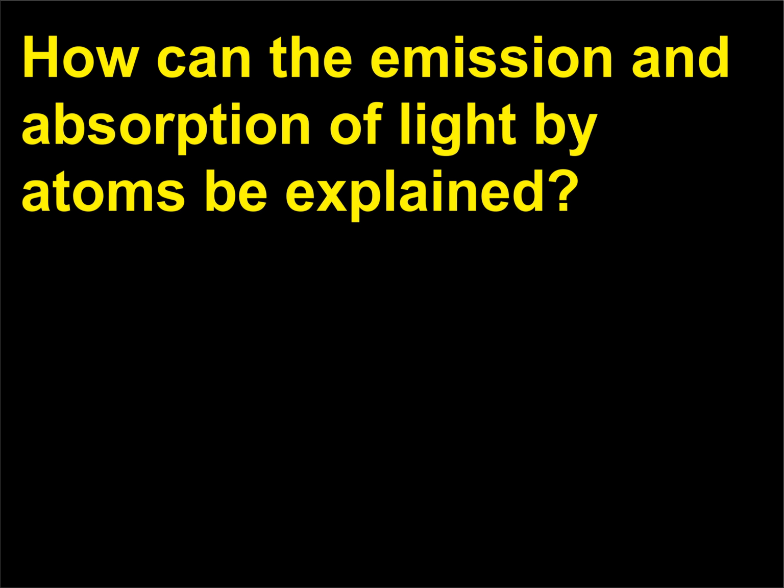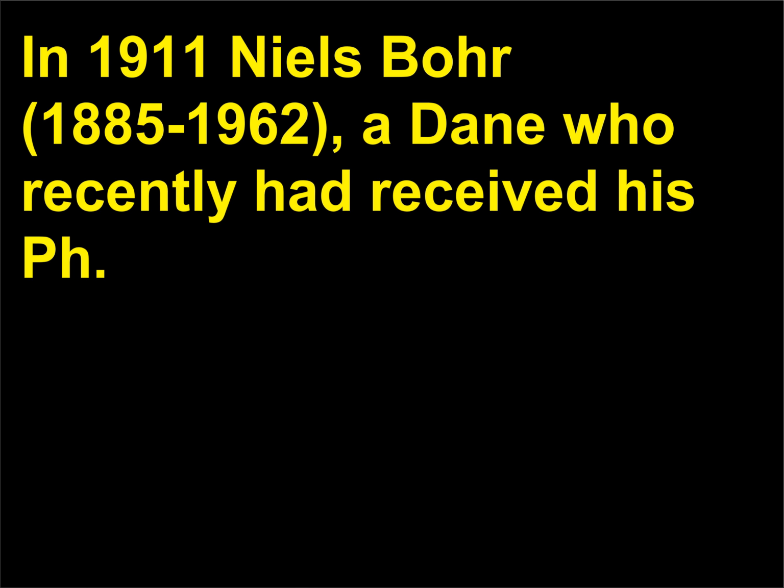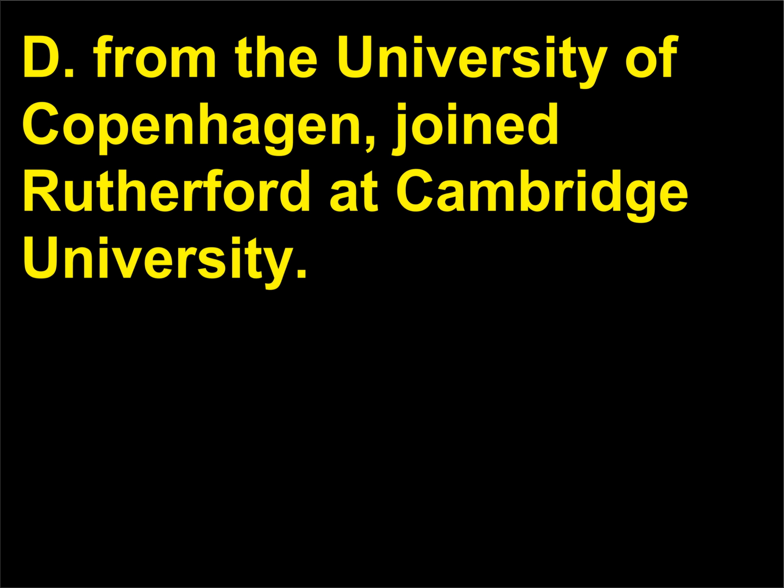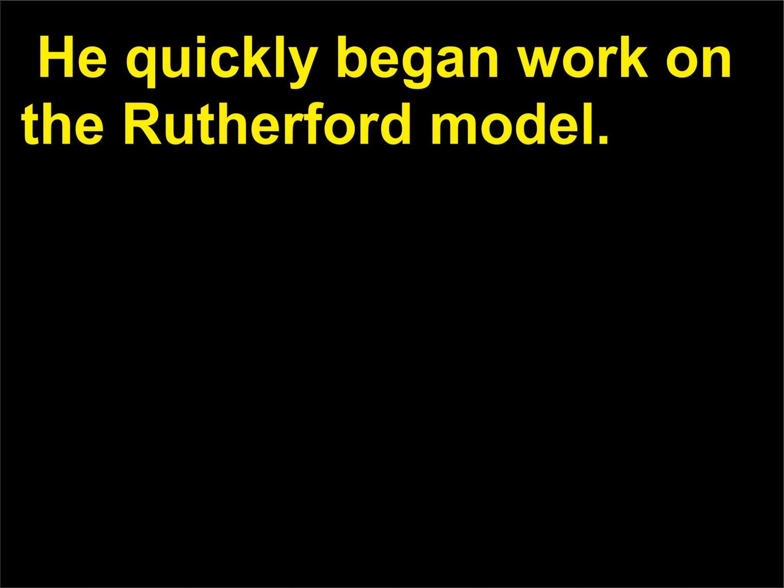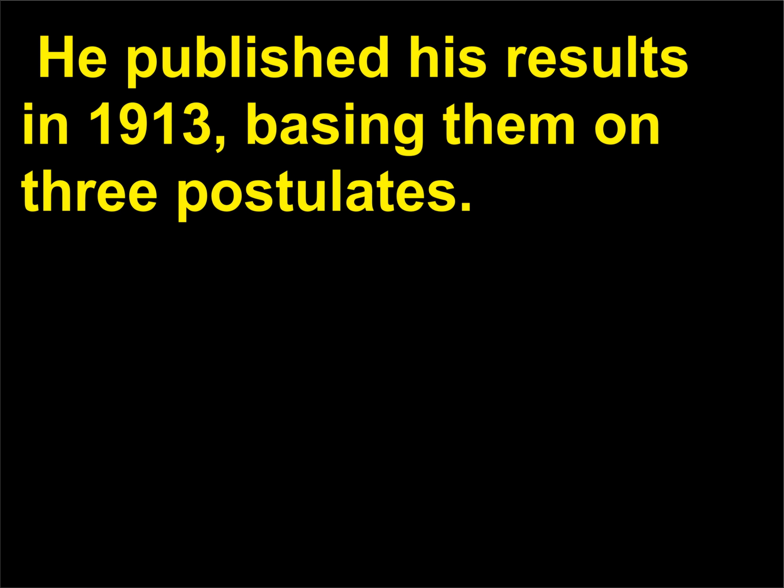How can the emission and absorption of light by atoms be explained? In 1911 Niels Bohr, 1885 to 1962, a Dane who recently had received his Ph.D. from the University of Copenhagen, joined Rutherford at Cambridge University. He quickly began work on the Rutherford model. He published his results in 1913, basing them on three postulates.